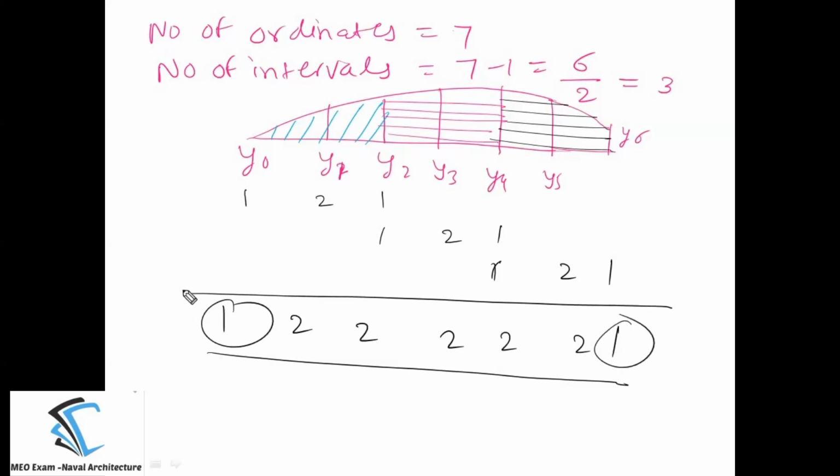Like this you can find the trapezoidal multipliers, and you can solve the numericals with the help of the trapezoidal rule. I hope everything is clear on how to utilize this trapezoidal rule for calculation of the area as well as calculation of the volume.